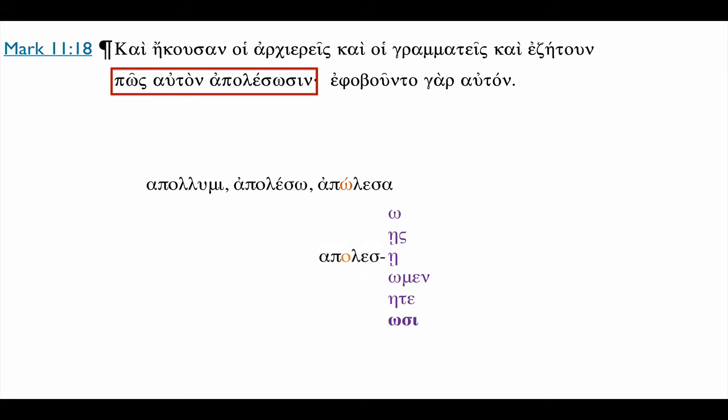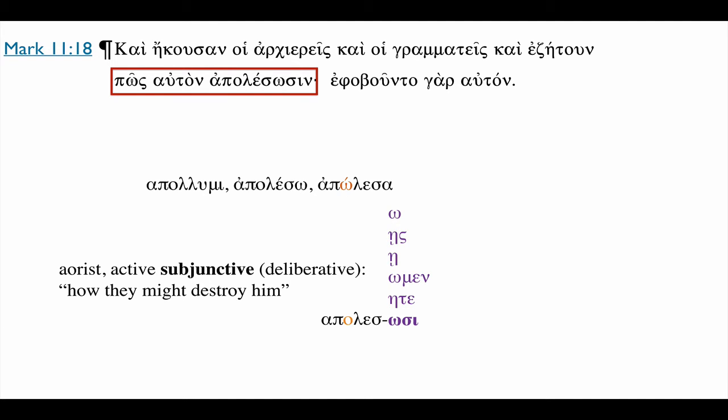So apolesosi is the aorist, active, subjunctive, how they might destroy him. What type of subjunctive is it? It's not following a hina clause, in order that. So you have to go through our list of possibilities, and the only one that will really make sense here is deliberative. They were saying to themselves, how might we destroy him? And that direct speech comes into indirect speech and preserves the mood. They were seeking how they might destroy him.